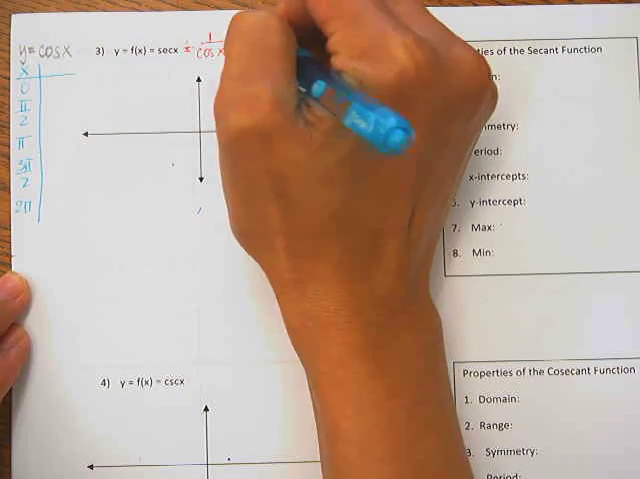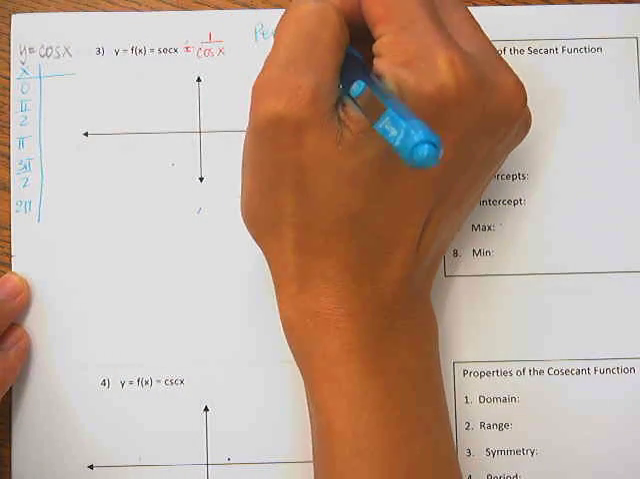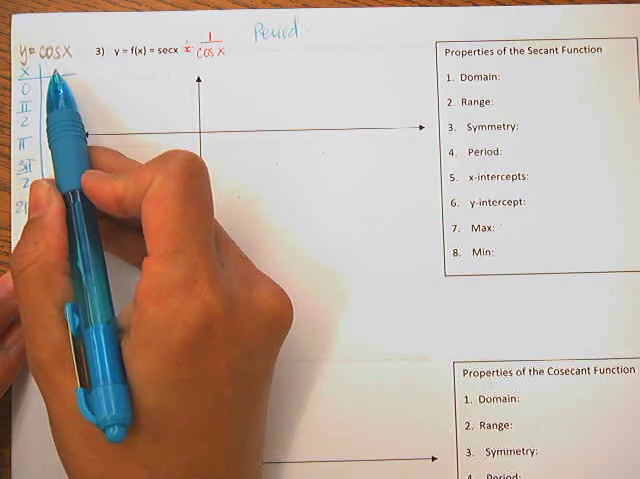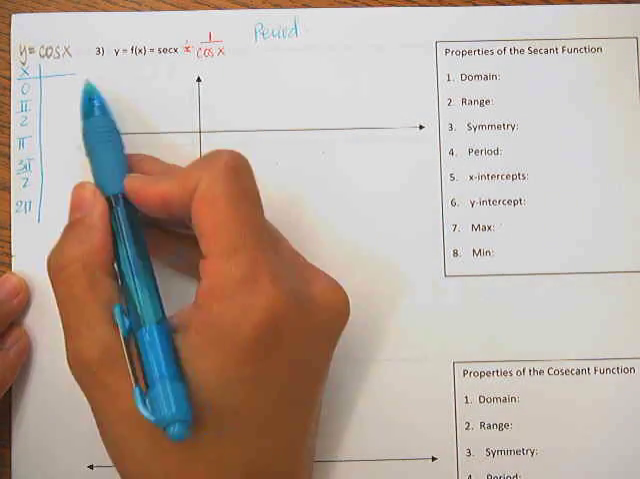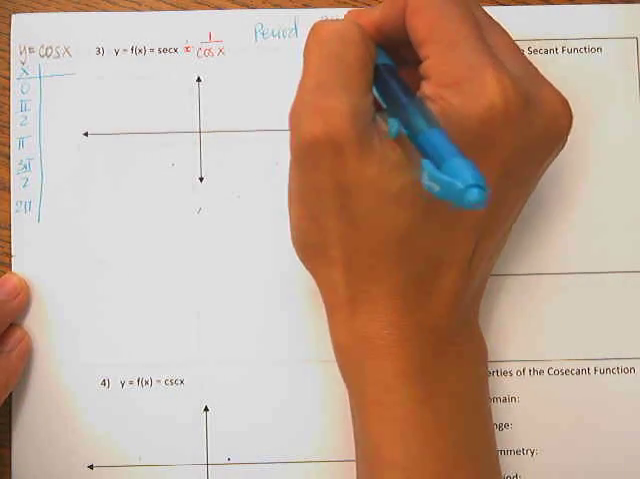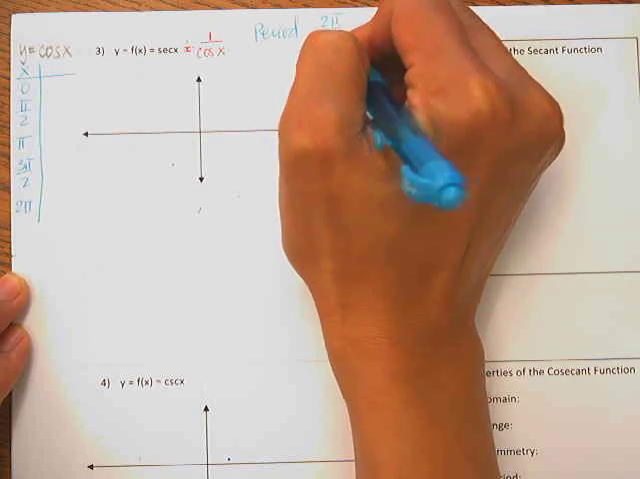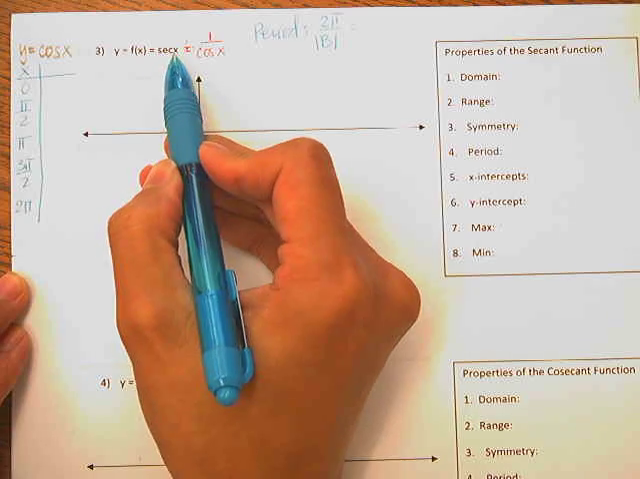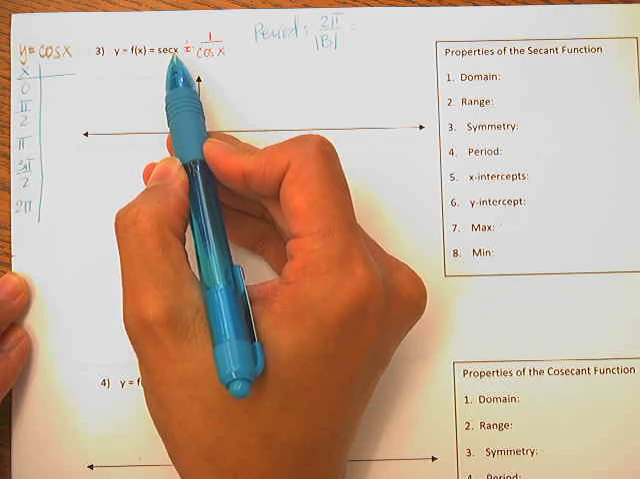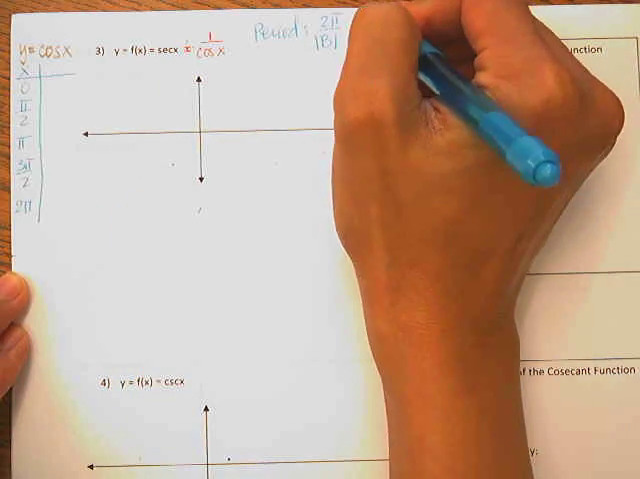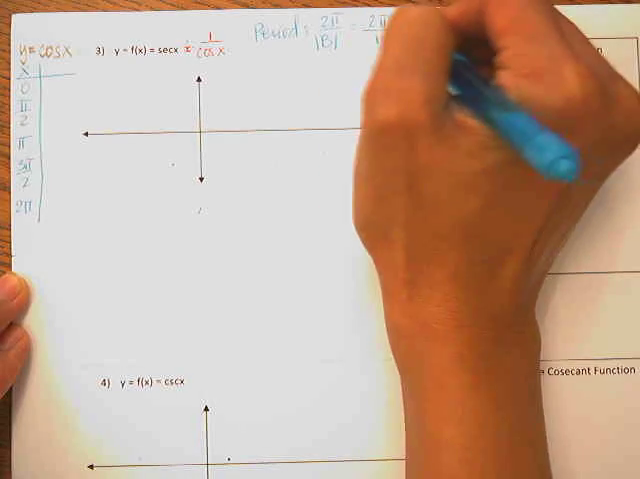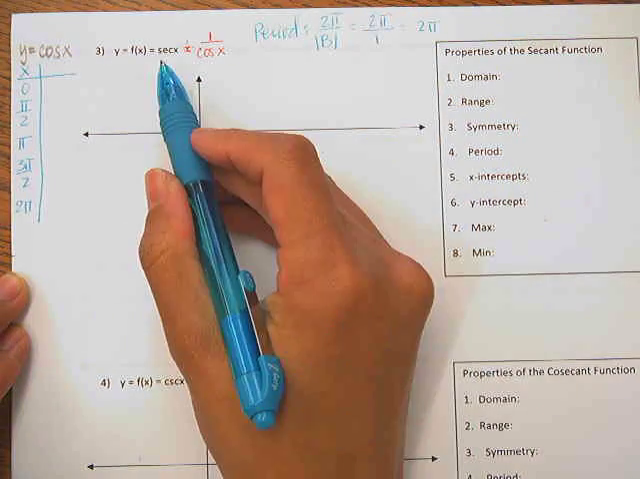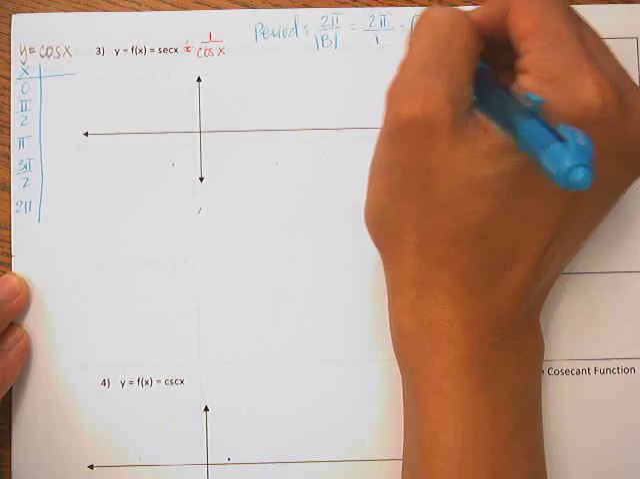The period of secant is the same as the period of cosine, because these two are reciprocal functions of each other. So the period is 2 pi divided by the absolute value of b. This is secant of 1x, so b is 1, and the period of secant is going to be 2 pi.